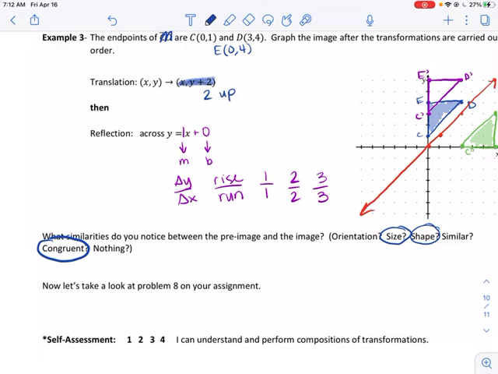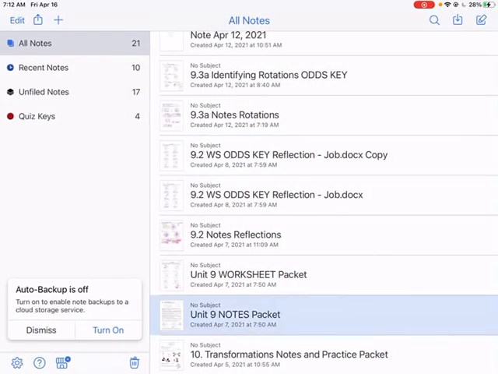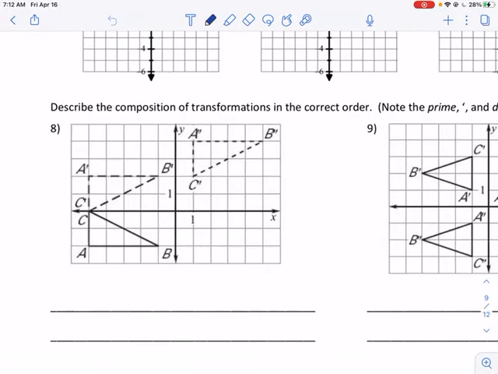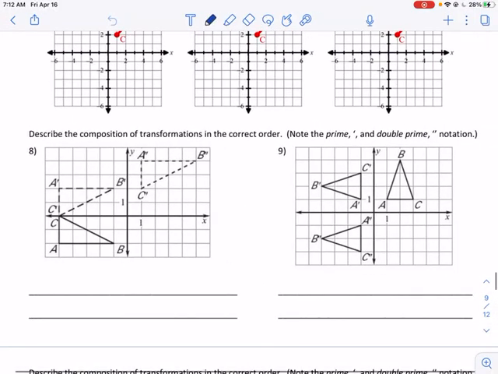So now I don't have to draw as much, and I'm really happy about it. So we're going to go over here, and we're going to do number 8 from my class's homework assignment. Describe the composition of transformations in the correct order. Note the prime, that's 1 apostrophe, and the double prime, 2 apostrophes notation.